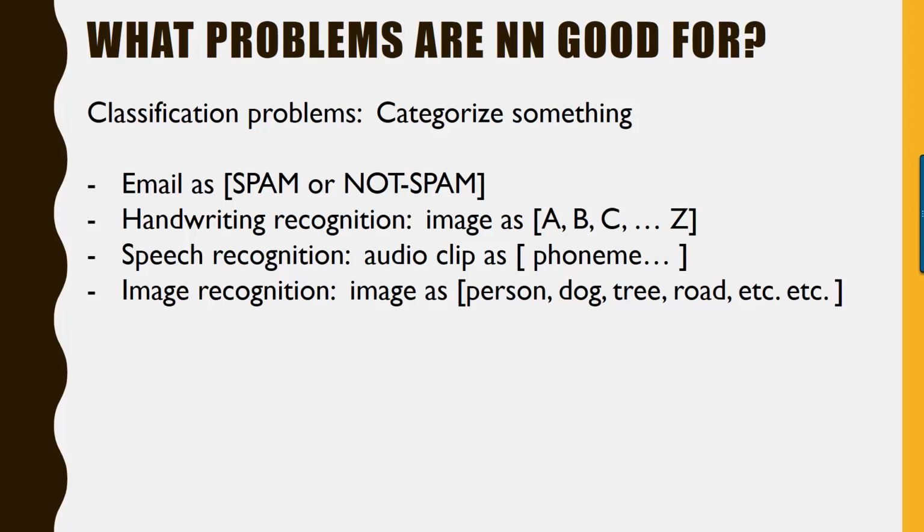So for example, you could take an email and classify it as spam or not spam. Or you could take a picture of a digit and classify it as what number. Or more generally for handwriting recognition, take an image and classify it as being one of several letters or punctuation. Similarly, for speech recognition, you might take portions of an audio clip of somebody speaking and try to classify the data for each audio clip as being one particular sound or another. Those language sounds are called phonemes. Or image recognition: you might want to identify things in an image as being a person or a dog or a tree or a road and so on.